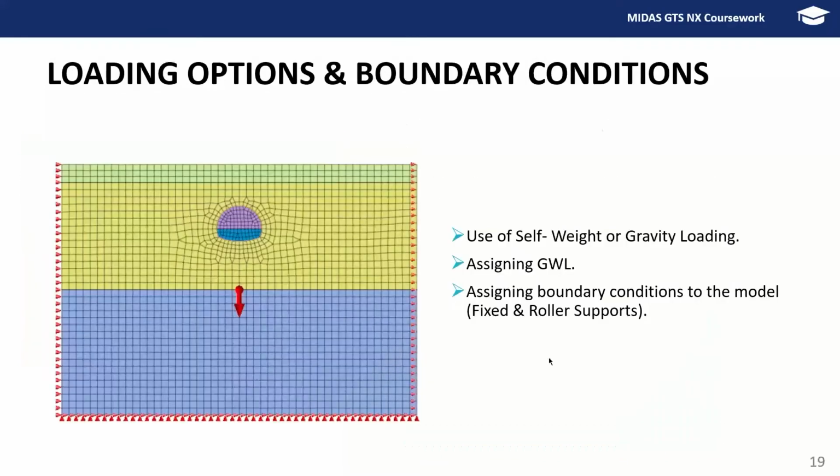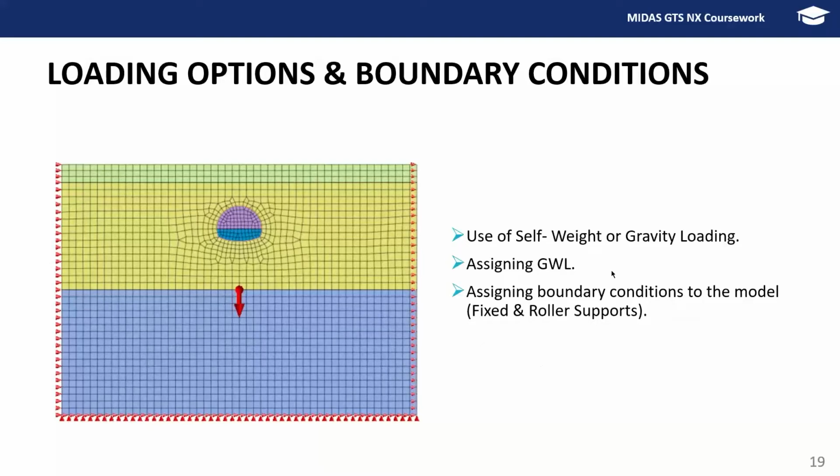For loading options and boundary conditions, I have described that we will use the self-weight or gravity loading, and we will assign the roller boundaries on the sides. That means the boundaries are allowed to move, and the fixed boundaries on the bottom.